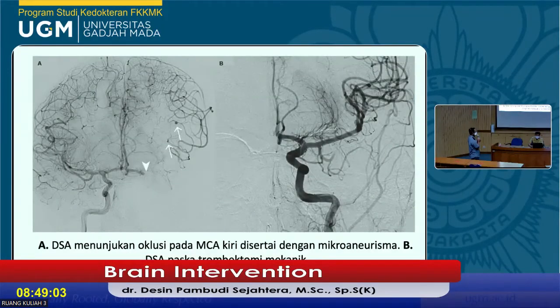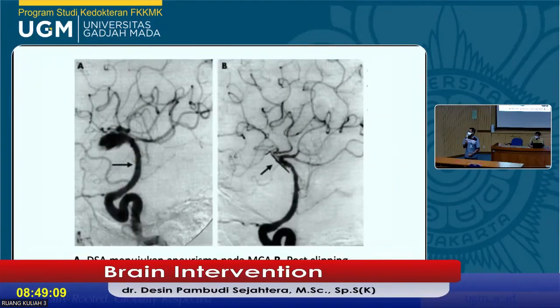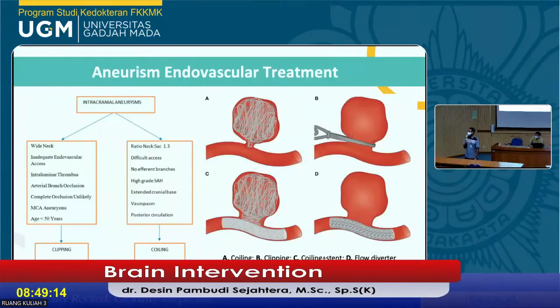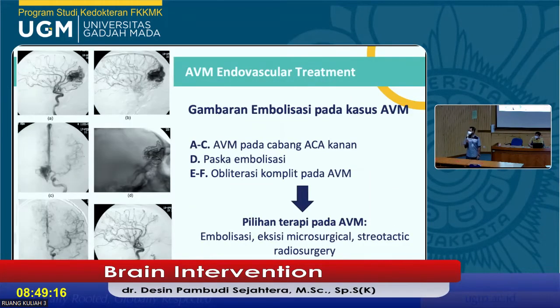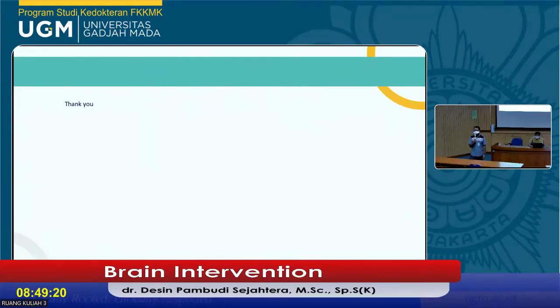Okay, this one is an example of abnormality on a DSA procedure. Next. Okay, these are just examples. Aneurysm. Next. Dr. Pras has already explained it. Next. Okay, thank you. Thank you very much, Dr. Prasetya and friends.